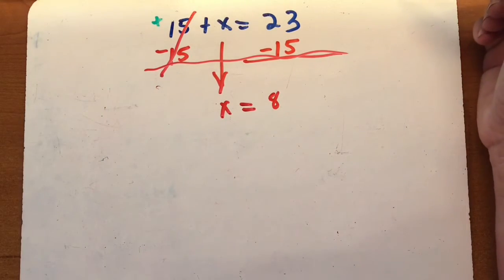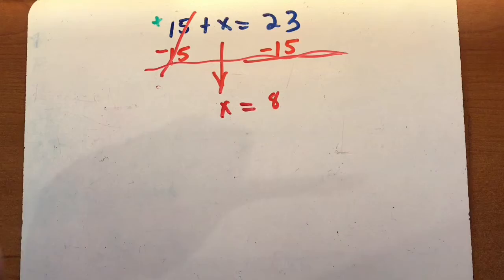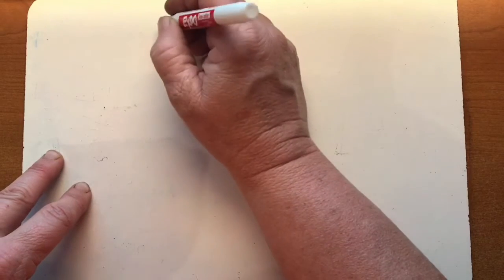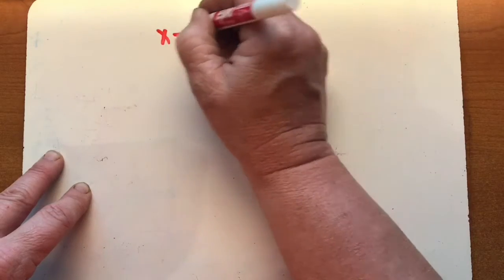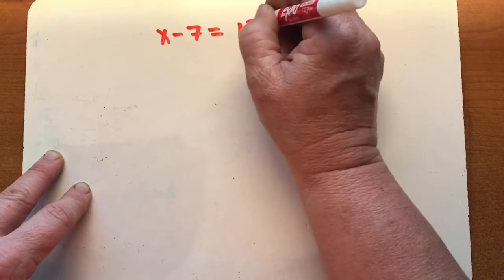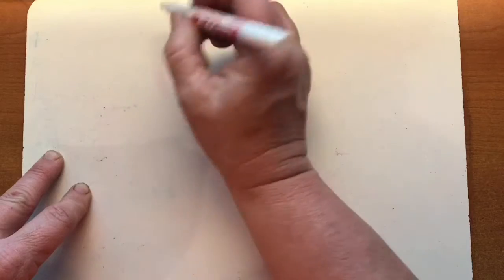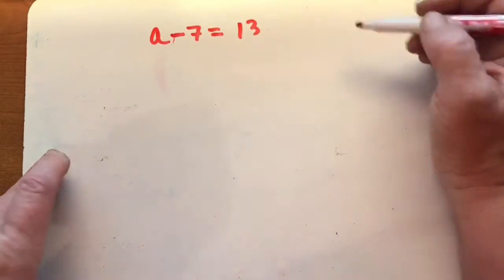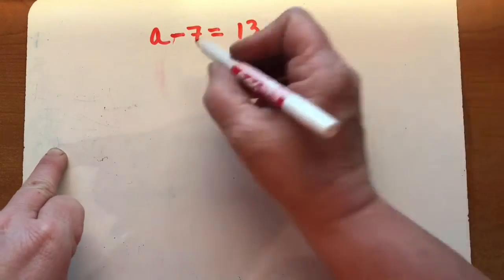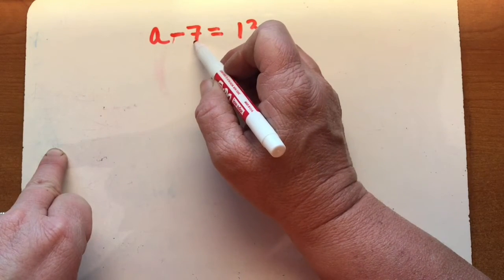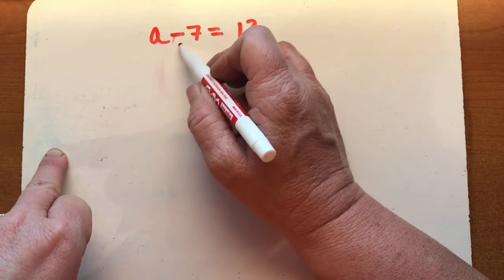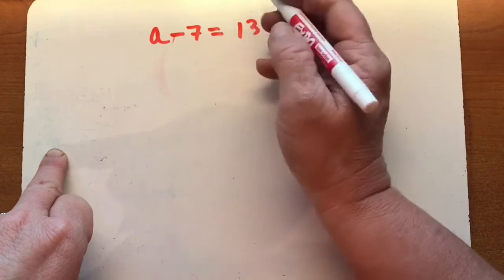All right, now let's look at subtraction. Okay, here we go. We've got, and you can use different letters. Different letters are used. Like, I mean, it doesn't always have to be X. I can call this A. Okay, so I'm looking here. A is being subtracted by 7, right? A take away 7. So the opposite of take away is adding.